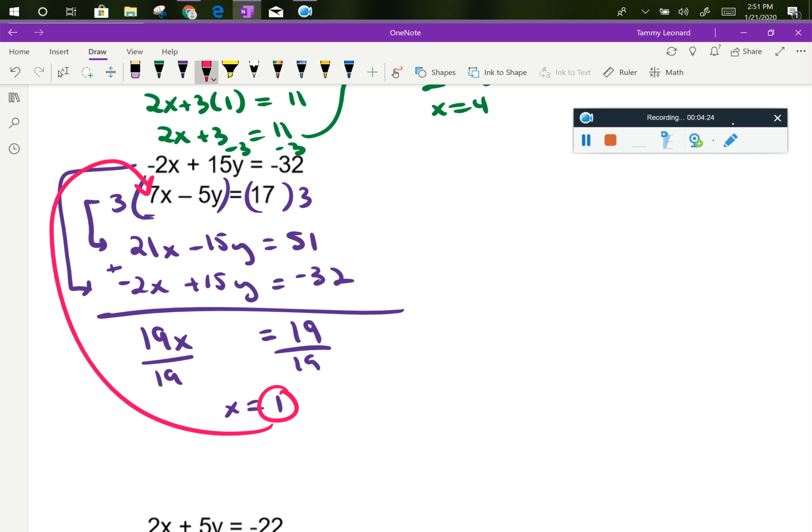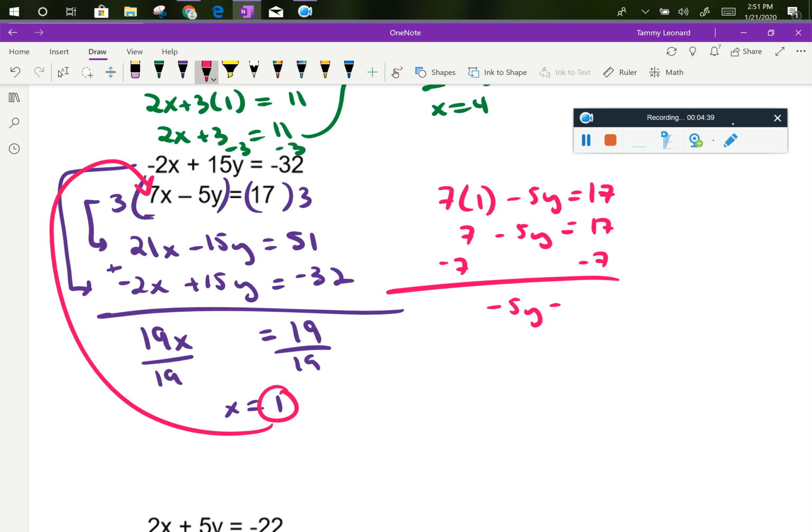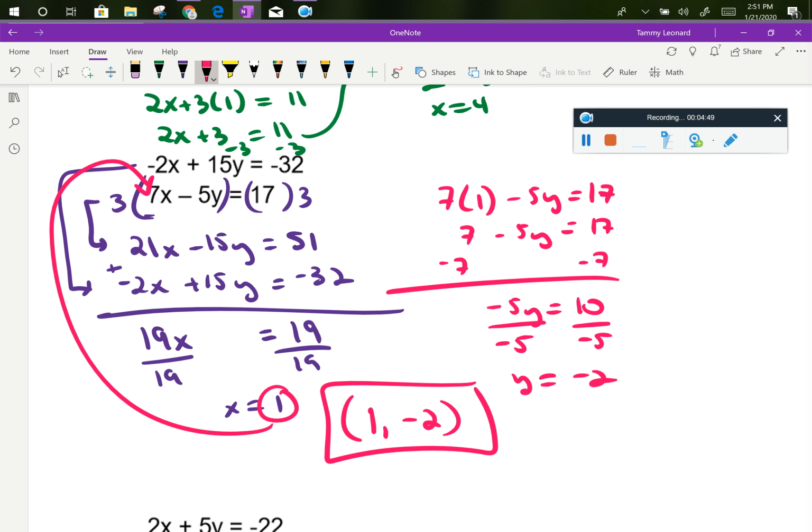That gives me 7 times 1 minus 5y equals 17. That's 7 minus 5y equals 17. Subtracting 7 from each side, -5y is equal to 10. And dividing both sides by -5, y equals -2. So our final answer is the point 1, -2.